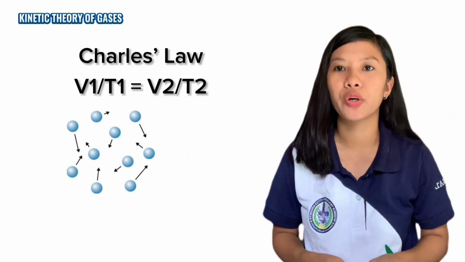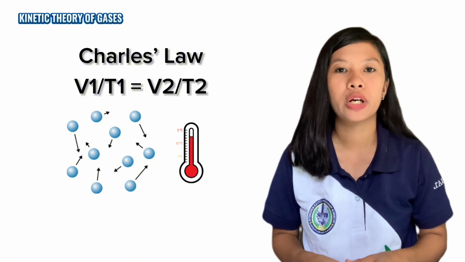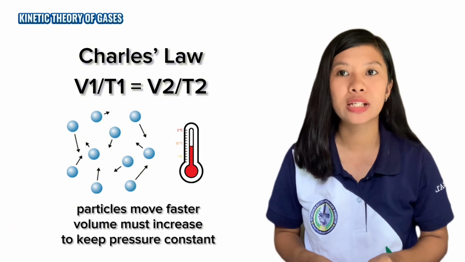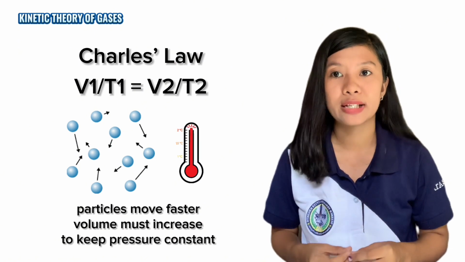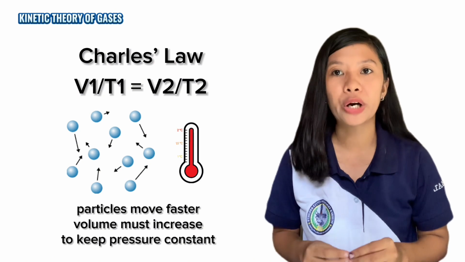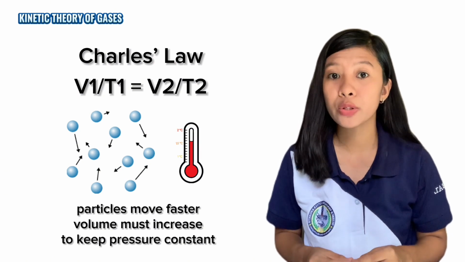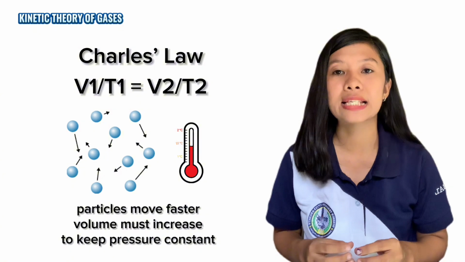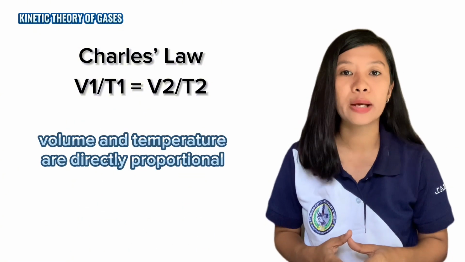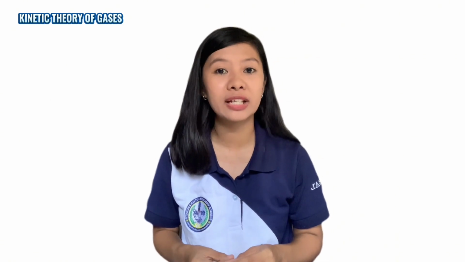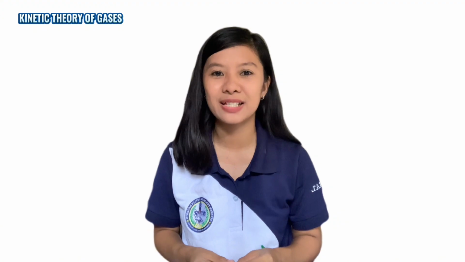For Charles' law, if we increase the temperature while keeping the pressure constant, meaning the frequency of collision stays the same, the volume must expand. This is because if the particles move faster but also move farther, they will hit the sides with the same frequency as before. This is why volume and temperature are directly proportional. All of these laws, which are simply statements of observation, now make perfect sense in the context of the kinetic molecular theory of gases.